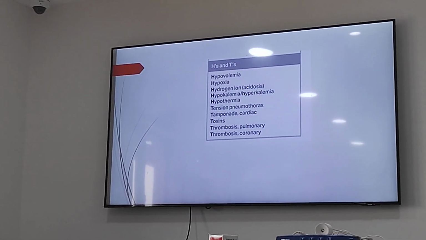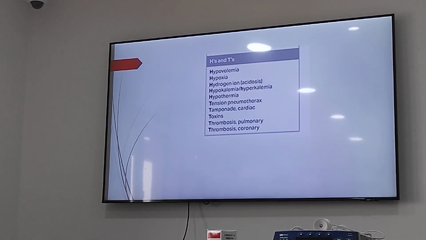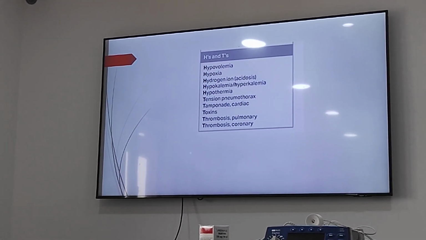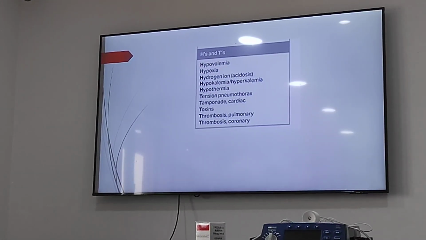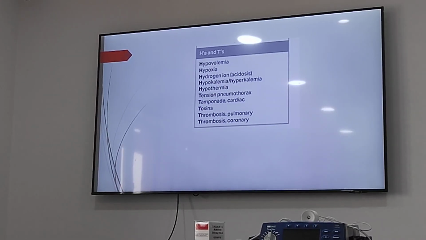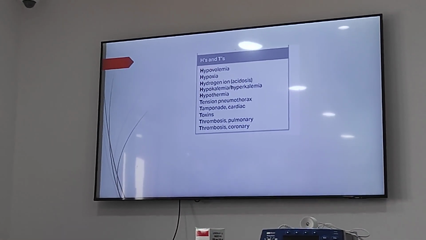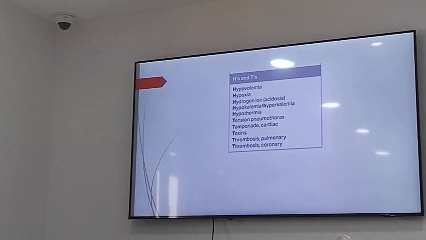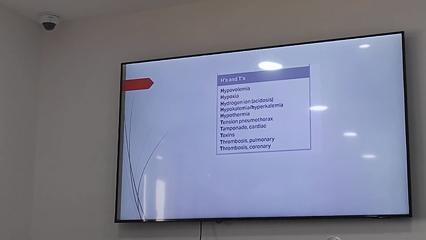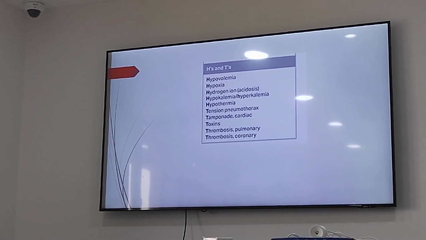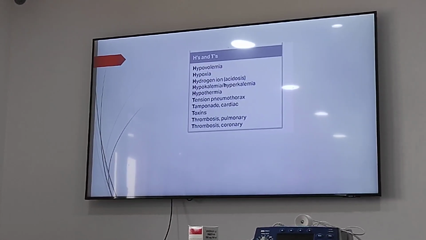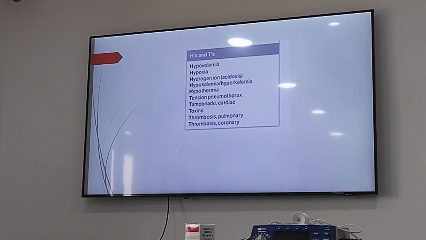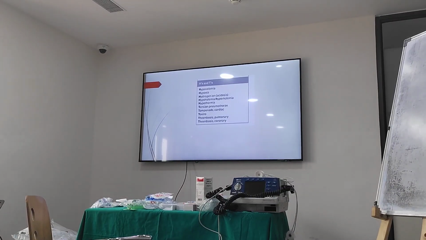Okay, and during this time, what is in our mind? At the same time, we are looking at the patient, thinking: why did the patient go into a cardiac arrest? So hypovolemia, hypoxia, acidosis, hypokalemia, hyperkalemia, hypothermia. All these we have to start treating and thinking about. Tension pneumothorax, tamponade, toxins, thrombosis, pulmonary or coronary.